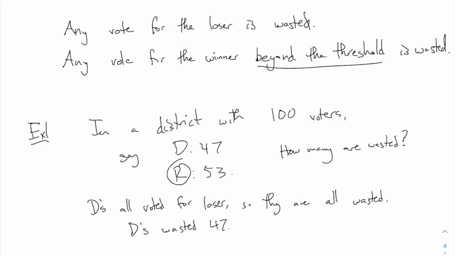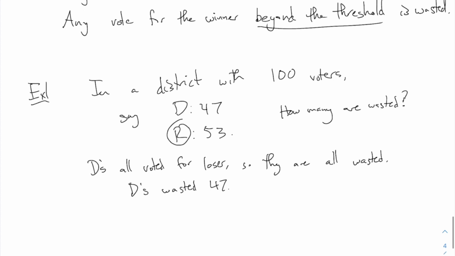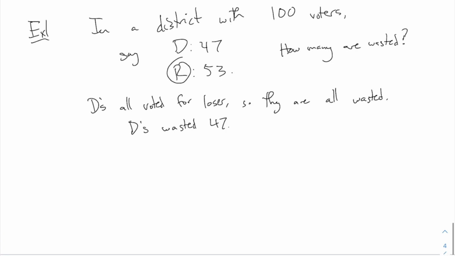What about the R's? Remember the rule, you can still see them on the top there. Any vote for the loser is wasted. Any vote for the winner beyond the threshold is wasted. So we have to think about what is the threshold necessary to win in this example? Yeah, the threshold here is 51. That's how many you need to win if there are 100 voters.